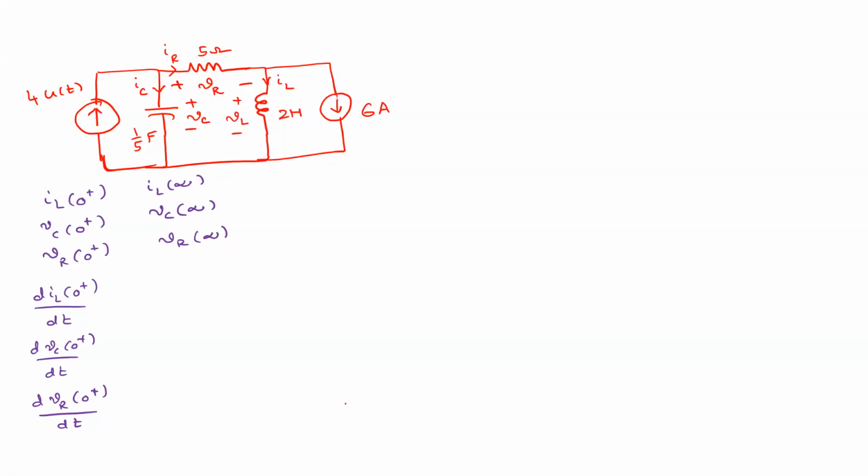Okay, let's try to solve this one. What is the first one? IL of 0 plus. First we have to calculate IL of 0 minus. So how to calculate IL of 0 minus? You need to draw the equivalent circuit for t less than 0.